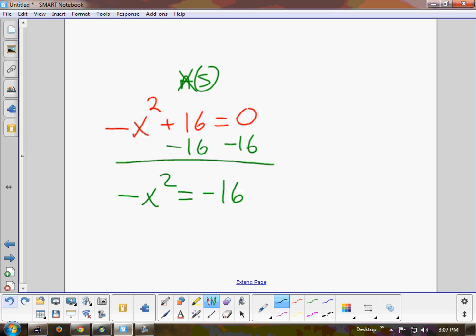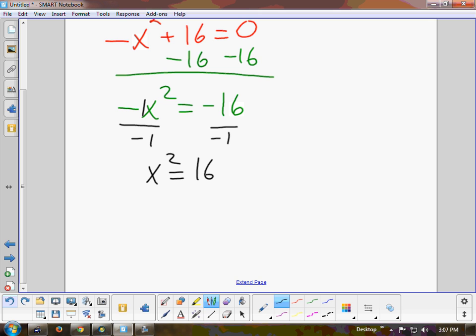The negative sign. And we get rid of that by, now you could say this is negative 1 times x, so we could divide both sides by negative 1. And we get x squared equals 16. So we had multiplication and we used division to get rid of it.